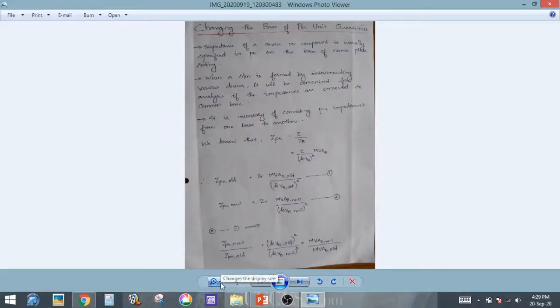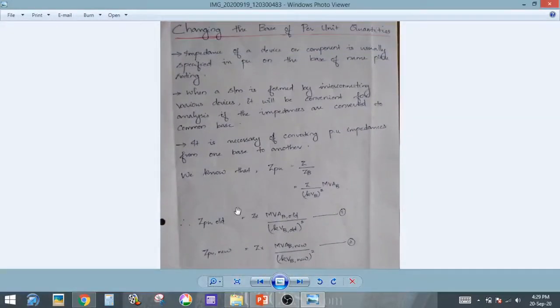Next portion is changing the base of per unit quantities. Whenever we have to change the base, what formula should be applied? We know the impedance of a device or component is usually specified in per unit on the base of its nameplate rating. When a system is formed by interconnecting various devices, it will be convenient for analysis if impedances are converted to a common base. Hence, it is necessary to convert per unit impedances from one base to another.